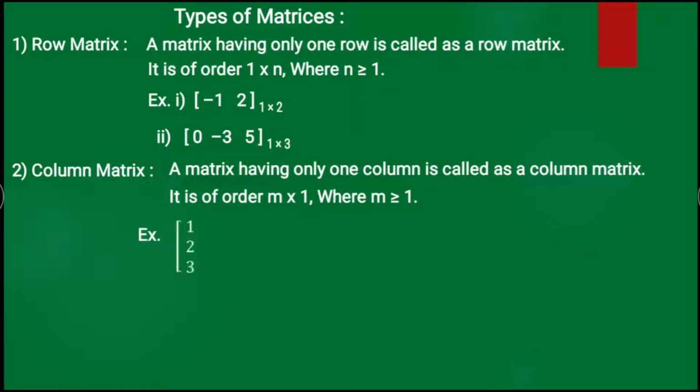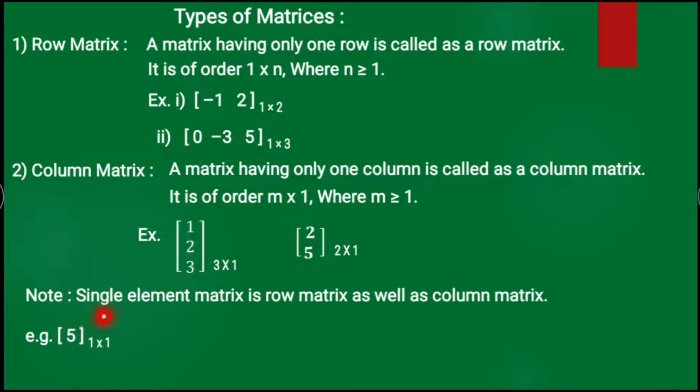So see the examples. This is a matrix having order 3 by 1. This matrix contains 3 rows and 1 column. So this is a column matrix. Second example, here the order of this given matrix is 2 by 1. So this matrix contains 2 rows and 1 column. So 1 column, so we call this matrix a column matrix.